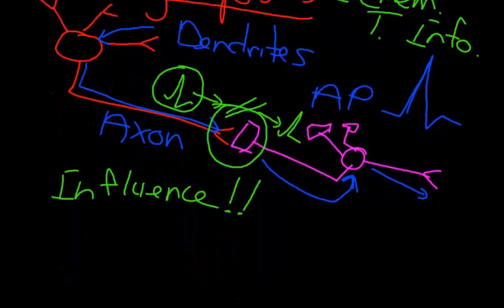So let's have a closer look at what a synapse looks like. Let's draw a very large scale here. Let's draw the end of the axon on this side, and let's draw the beginning of the new dendrite on this side.